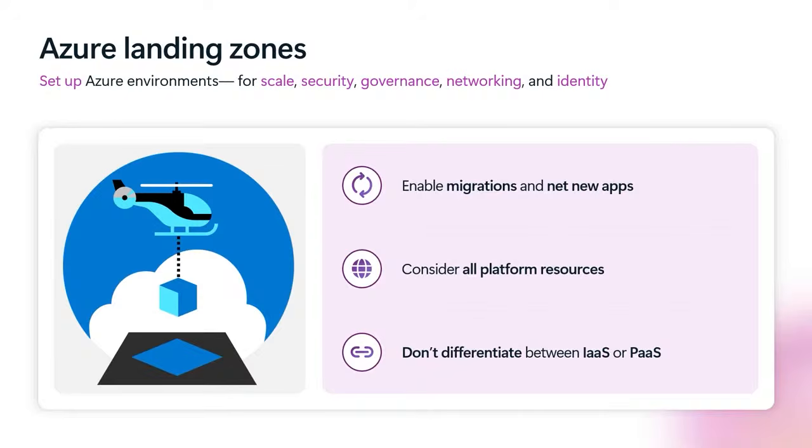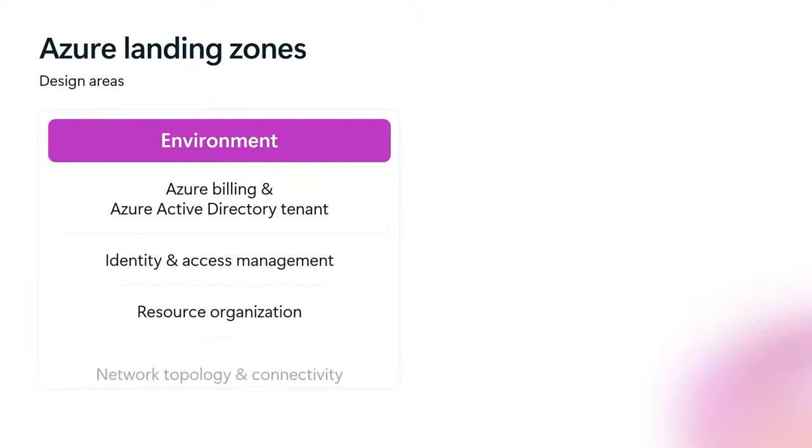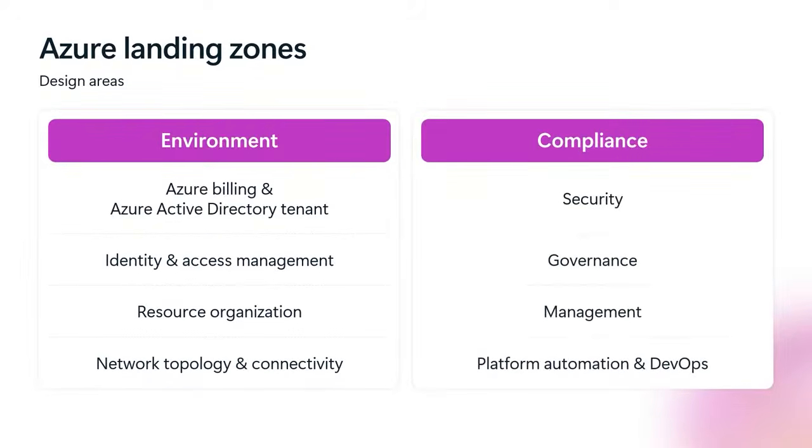So when you set up an environment using landing zones or Azure landing zones, they help you scale, secure, govern, and set up networking and identity so that the platform is set up on top of which your applications and workloads can come in. There are certain design principles that landing zones follow, starting with subscription democratization, policy-driven governance, single control and management plane, application-centric and archetype-neutral environment setup, and then last but not least, Azure-native design and platform roadmap alignment.